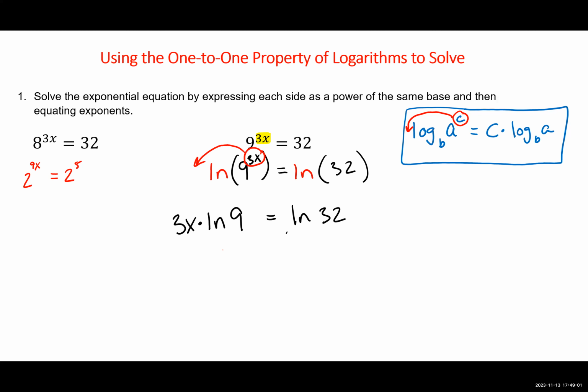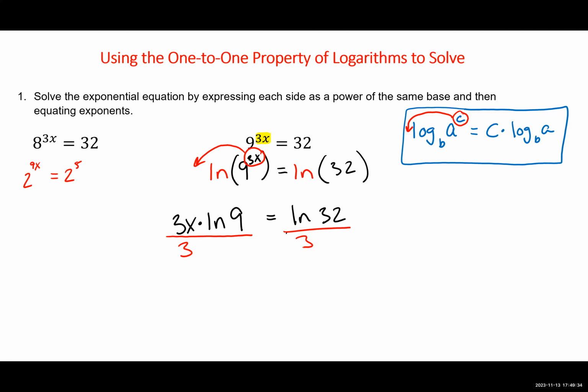Right? Now we want to solve for x. This is a number, 3. This is a number, ln of 9. I don't know what that number is. Maybe 2 point something, 1 point something. This is a number as well. Right? So all we care about is this. It's a multiplication. How do you get rid of multiplication? You divide. So x is being multiplied by 3.